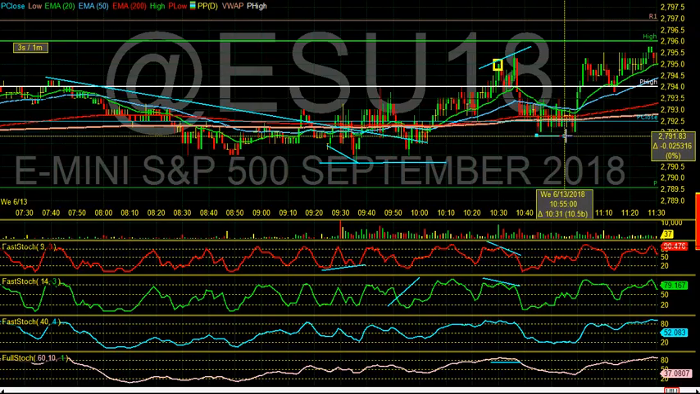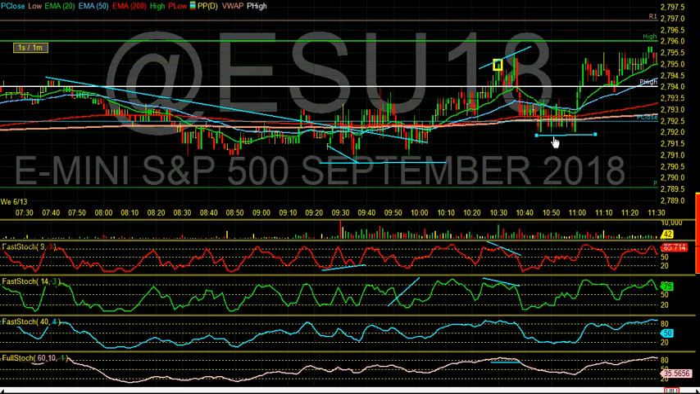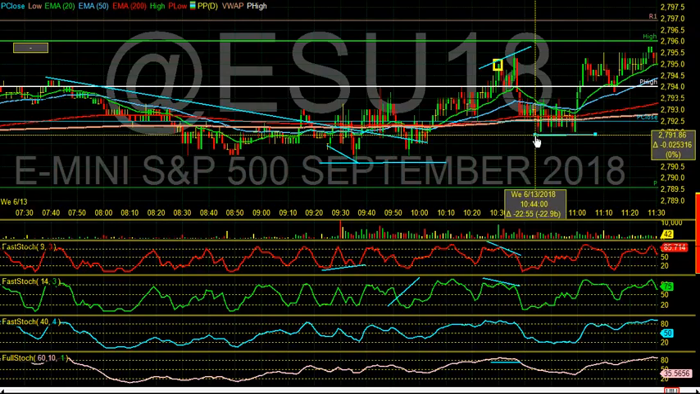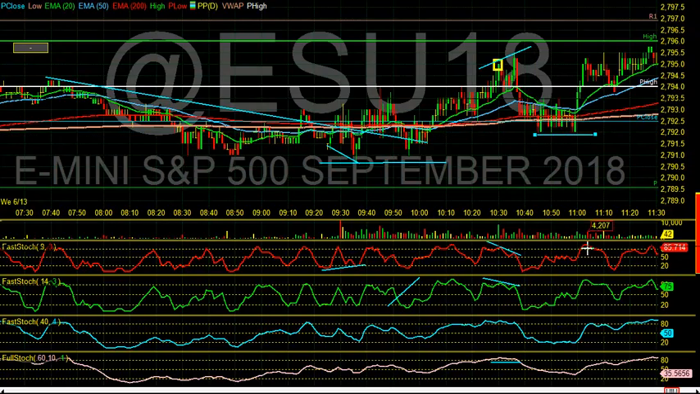And actually, there was a divergence here, and I didn't even point this out. It was a pretty decent, what we call a double bottom divergence, and that's the price coming down here, and we're definitely holding off of that recent low. And from that point on, boom, back up.